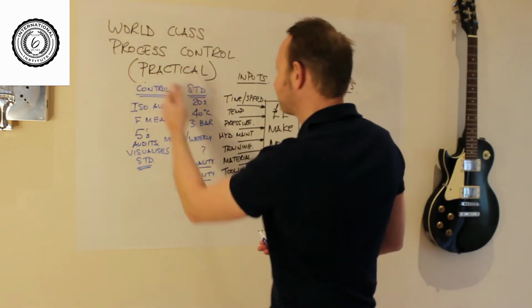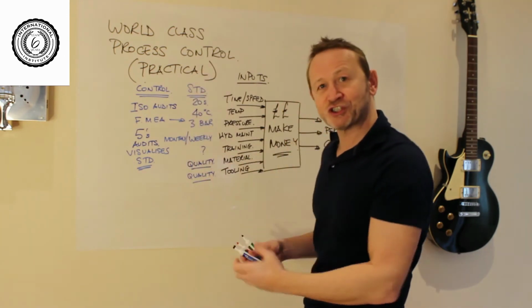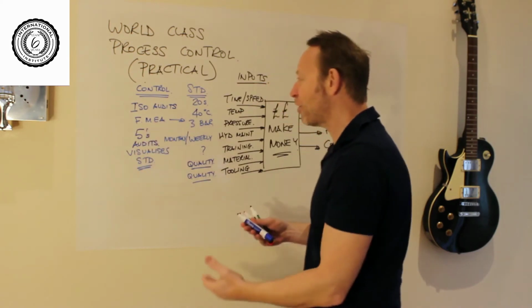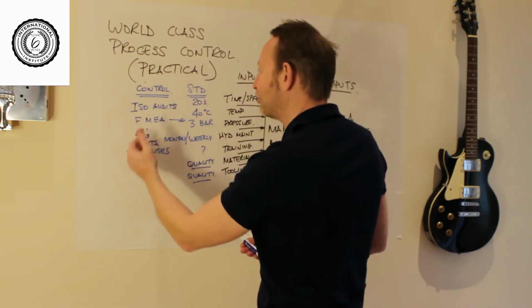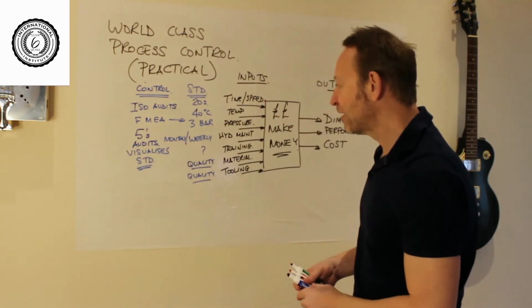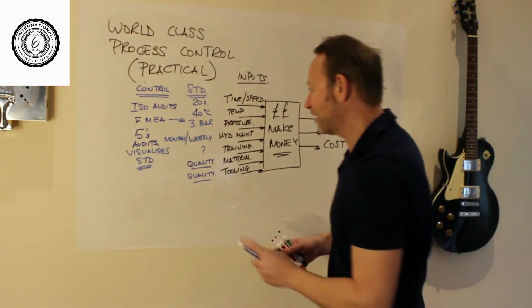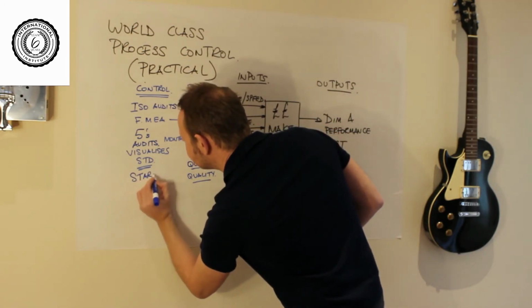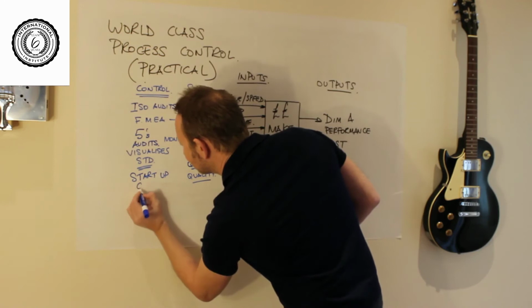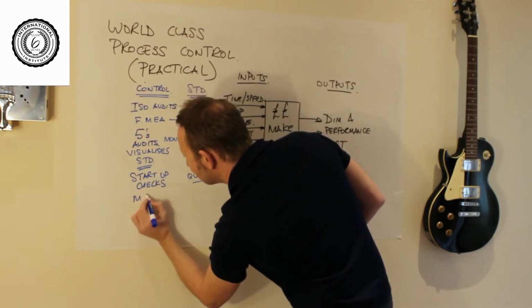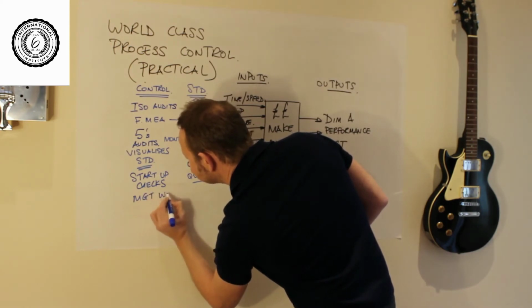So what have we got? We've got standards, then we've got systems to control those standards and to make sure they're adhered to. What are they? They're boring things like ISO audits, FMEA, 5S audits, visualization. What else? What else would be in there? Startup checks. Yeah, startup routines. What else? Management walkabouts.